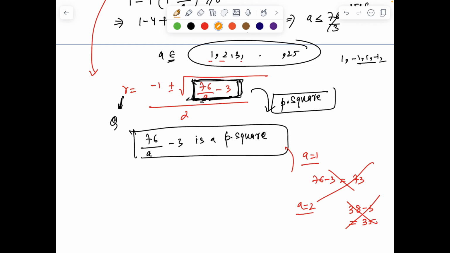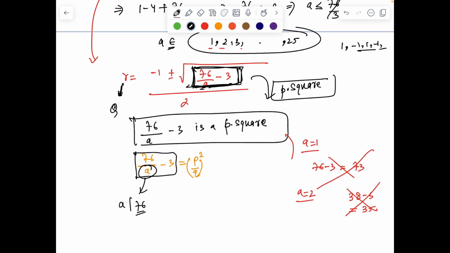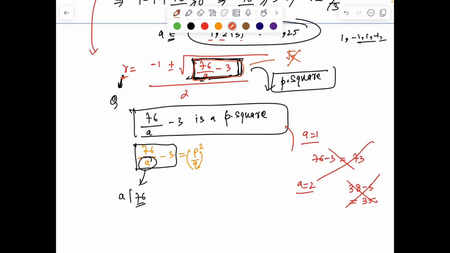So here we can again be smart. I know if 76 by a minus 3 is a perfect square, like some rational number squared, p by q whole square, then there are two possibilities. One possibility is a divides 76, because then this quantity will be an integer, and if it is an integer, we'll check if it is a perfect square, because just an integer is not a sufficient condition. Let's say if this becomes 5, then we still have root 5, so that way it is not rational. So if a divides 76, that will give 1, 4, 2, 19 and 76. These are the probable options.